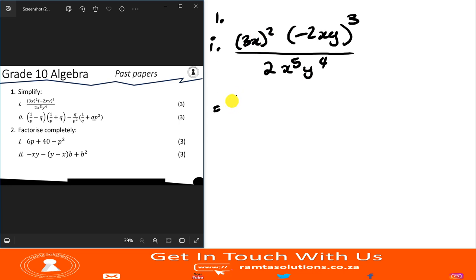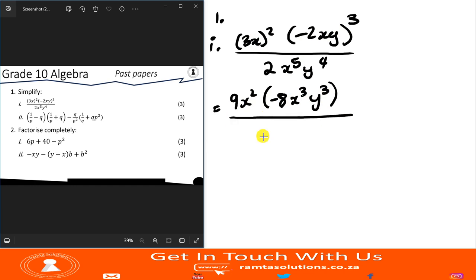So what is 3 squared? It is 9, and then of course x squared. And then, open bracket, negative 2 cubed. What is it? It'll be negative 8. X cubed, y cubed. All over 2x to the 5 and y to the 4. Now this will be 9 times 8 is, I believe, 72. So it'll be negative 72.